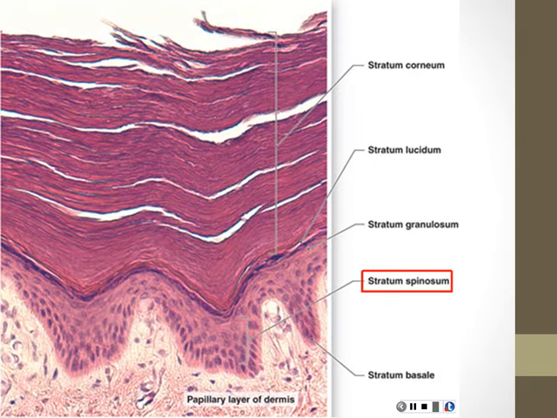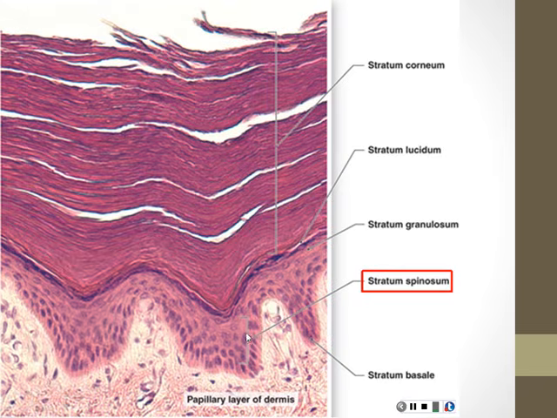And just to review, the stratum, let's use my pointer here instead. All right. The stratum basale, which is right here, is the stem cell layer. So this is where the mother cells are. These mother cells divide, and one cell becomes a daughter, and the other stays a mother, so it can continue to replace the cells above it. So that's the stratum basale.